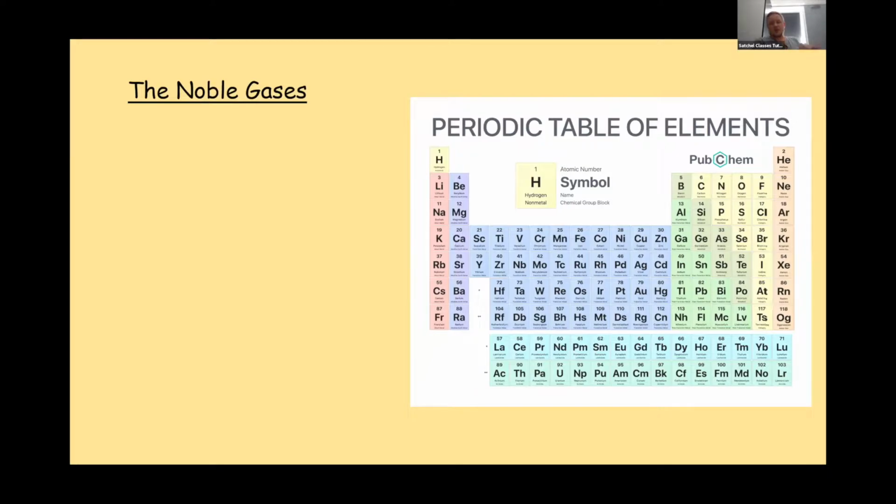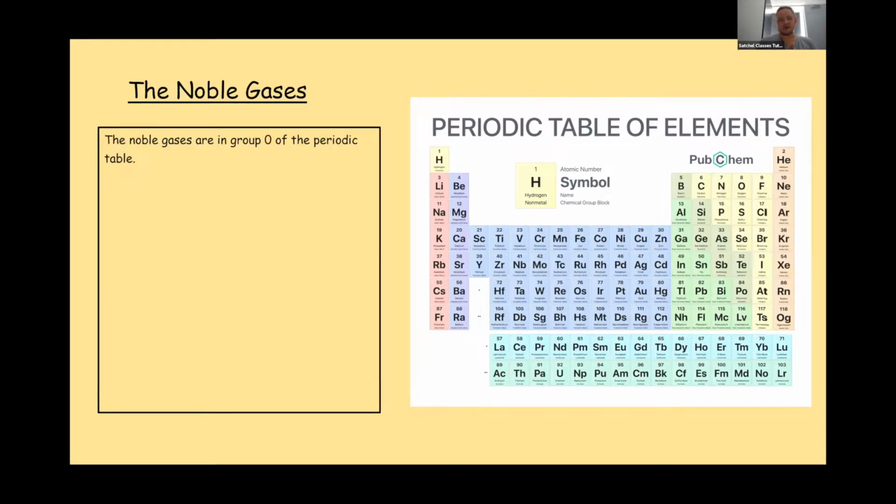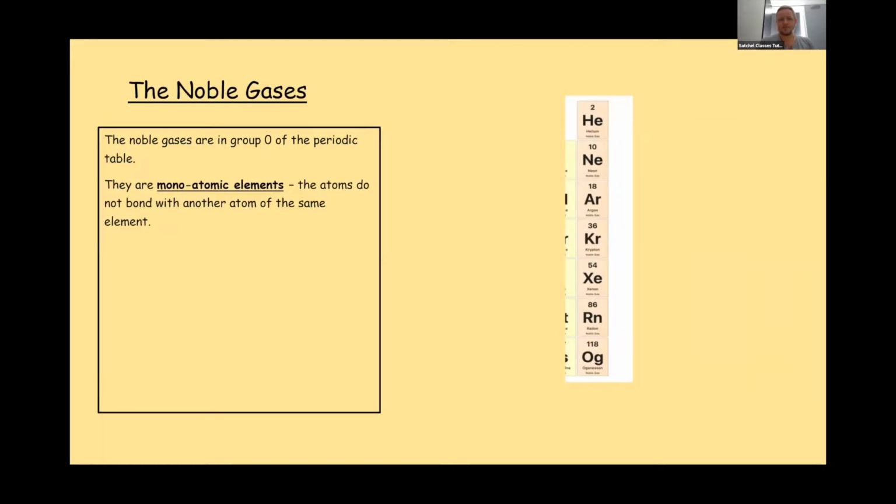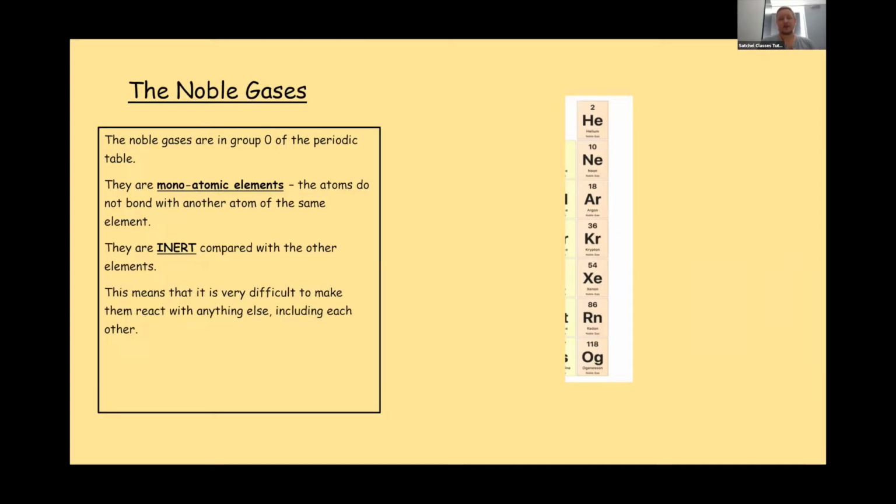Now we're going to look at the last column or group of the periodic table, the noble gases. Noble gases are what we call group 0 of the periodic table, this one here. They are monoatomic elements. The atoms do not bond with another atom of the same element. In fact, they're inert compared with the other elements. They don't react with anything. It's very difficult to make them react with anything else, including each other. They contain, from top to bottom, the elements helium, neon, argon, krypton, xenon, radon, and oganesson.